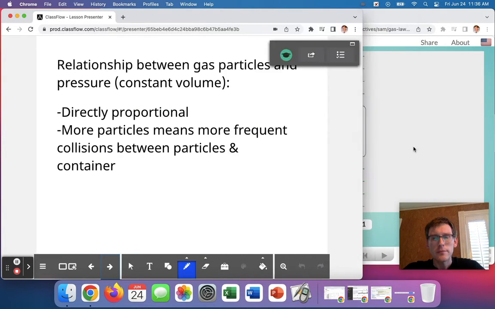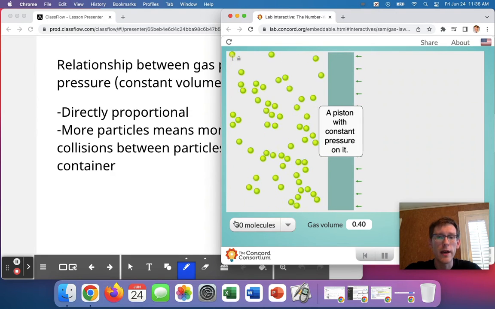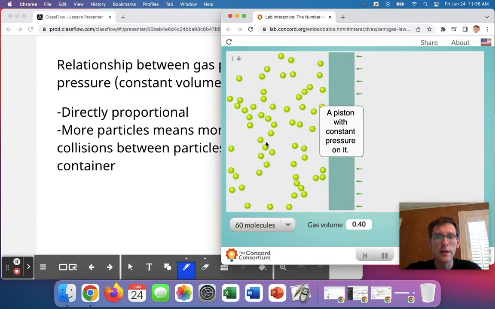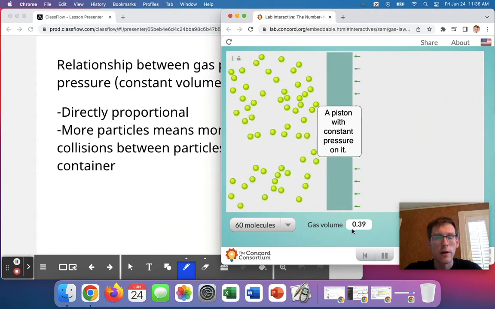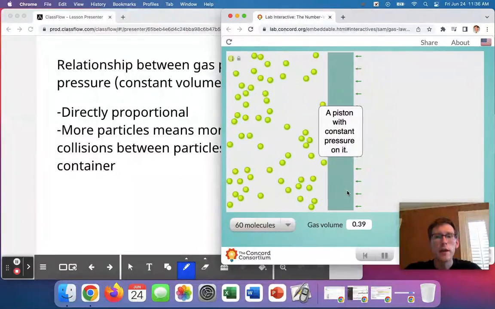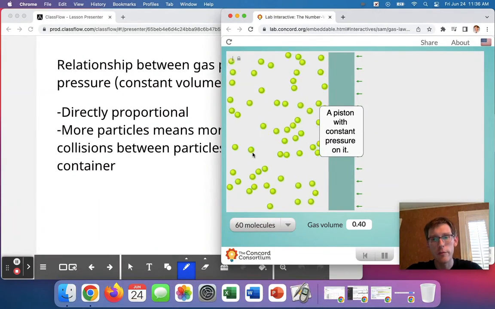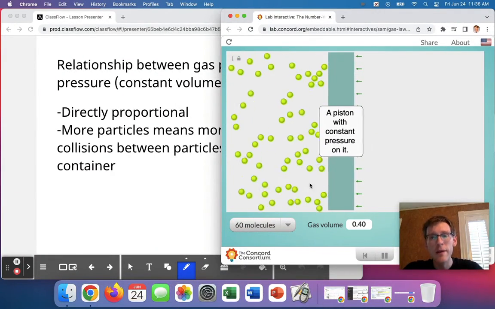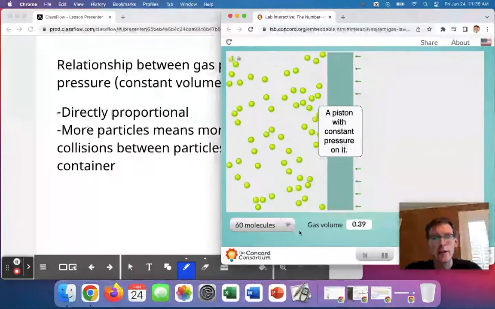Now, let's actually see all this at play in a simulation. So we have 60 molecules in a container, and the volume of the gas is approximately 0.40 whatever units of volume. The piston is pushing back with some pressure, the molecules are pushing out with the same, and we have this equilibrium where the volume is pretty much constant.